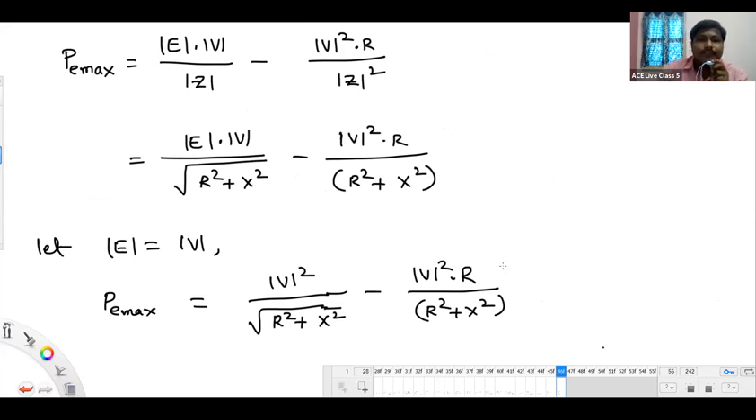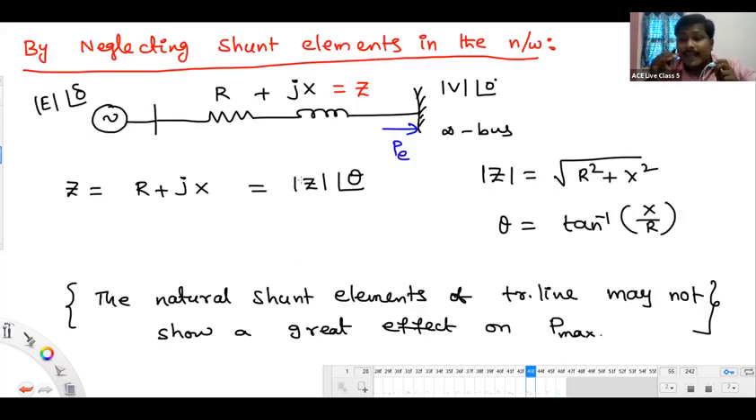Next one. To maximize PE maximum by varying network elements, the so-called resistance and reactance, which value can we vary easily? Is it the resistance value or the reactance value? I think it is better to go for reactance only. I will tell you the reason.